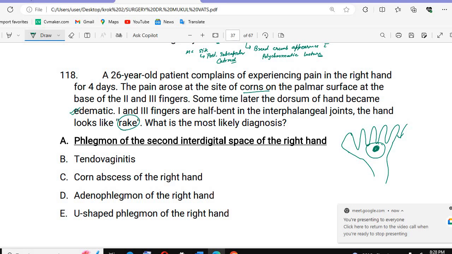So the most likely diagnosis is phlegmon of the second interdigital space of the right hand. Okay, is that clear? And these patients will be having some edematous type of conditions.